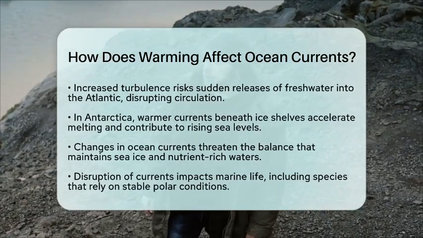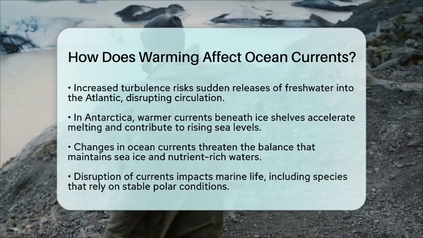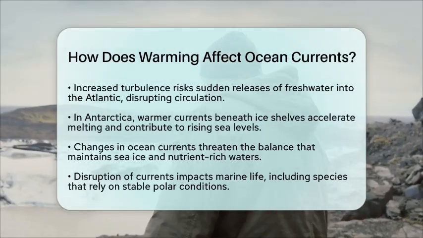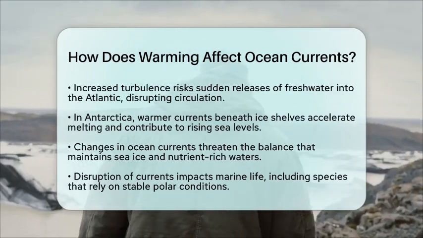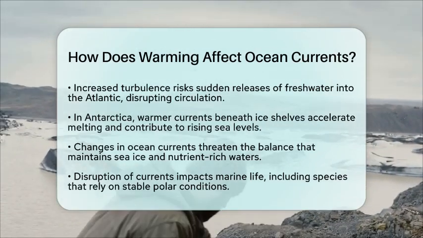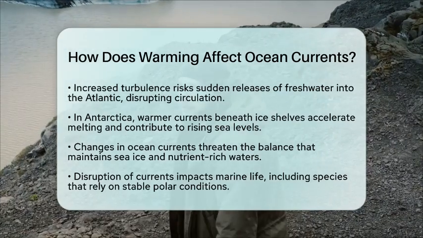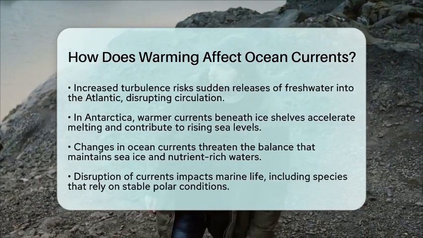For instance, Antarctic fish rely on antifreeze proteins to survive in freezing temperatures. As warming continues, the disruption of ocean currents threatens to change the distribution of nutrients and temperatures, impacting marine life that has adapted to stable polar conditions.